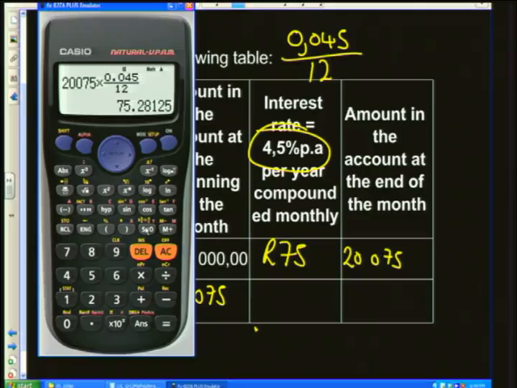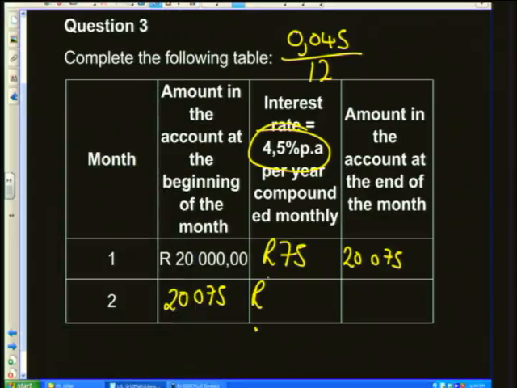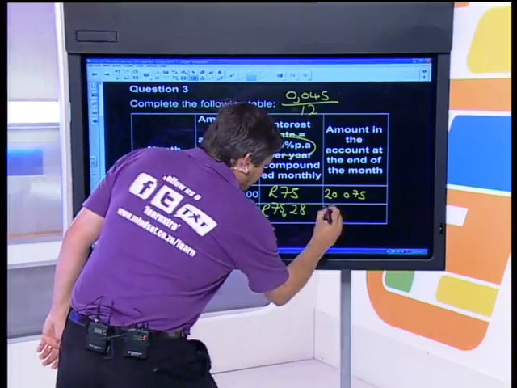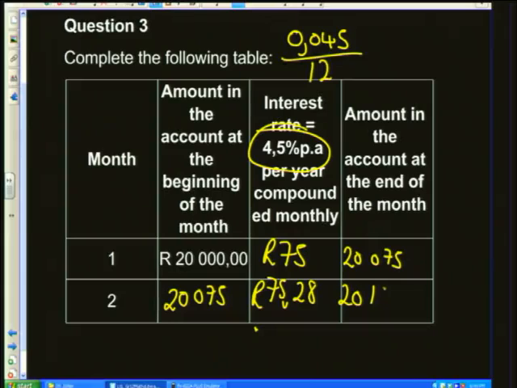Do I have to round it to 2 decimal places? Yes. Absolutely. Why? Because it's money, and money is always 2 decimals. 75.28. So the next month now I've got 75 rand and 28 cents. Cool. Now I know what's going through their mind. Please don't ask me to add this. So what is our answer going to be? It's going to be 20,150 rand and 28 cents. There we go.